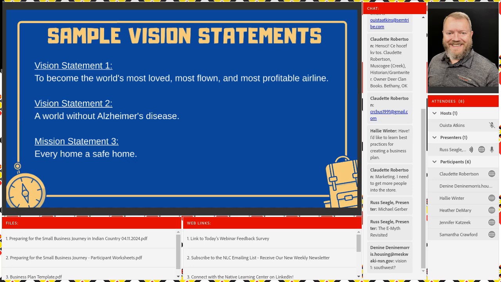So every home a safe home is the vision statement of an organization. I used to sit on the board of a domestic violence organization, and it was our goal to make sure that eventually we would work ourselves out of a job. We would no longer be needed if every home was a safe home. And Deneen got it right.